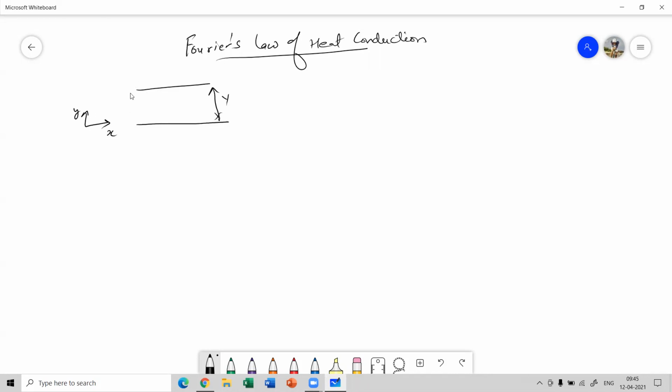Initially, there is a solid material between these two parallel plates, and throughout the solid material it is maintained at a constant temperature T naught. Now, suddenly the lower plate is brought to a slightly higher temperature T1. The lower plate is now at a higher temperature T1, and it is maintained at this temperature T1.